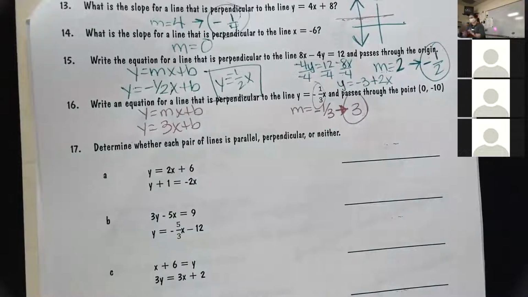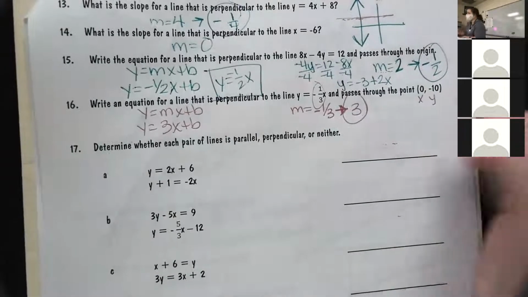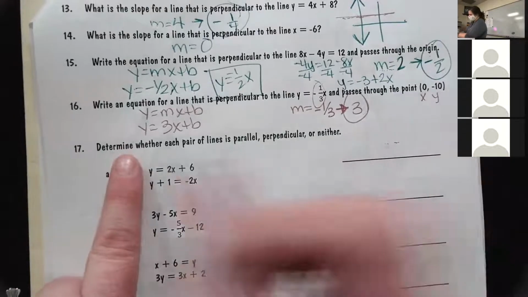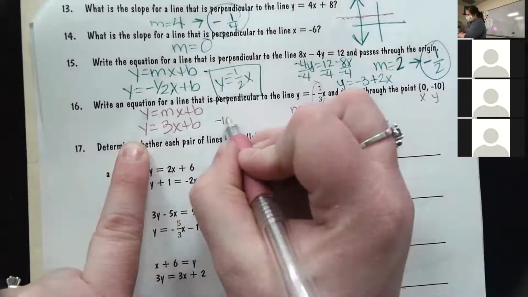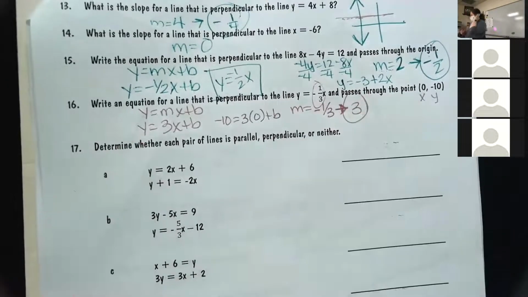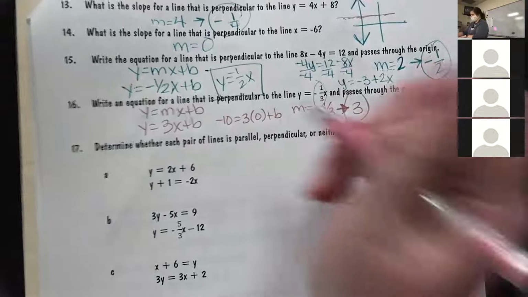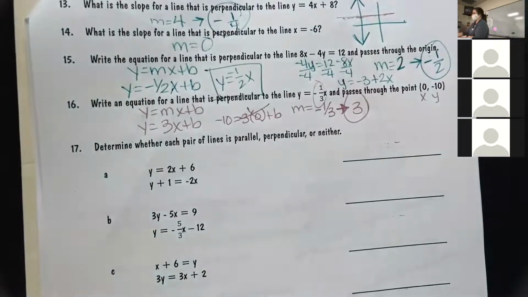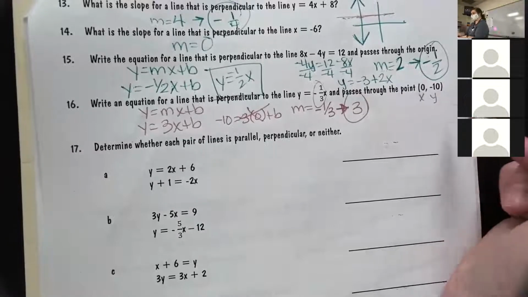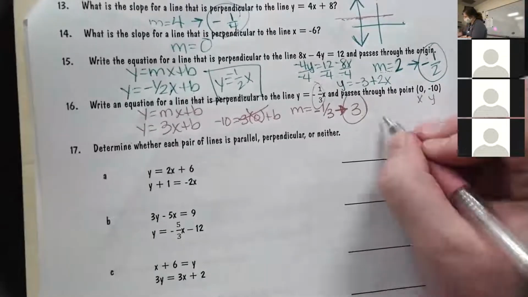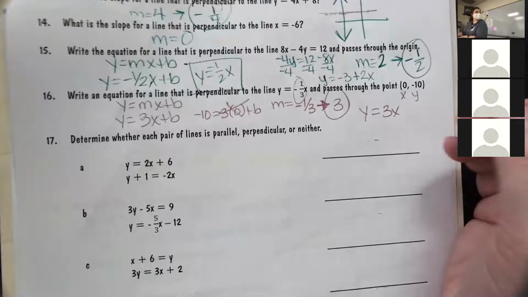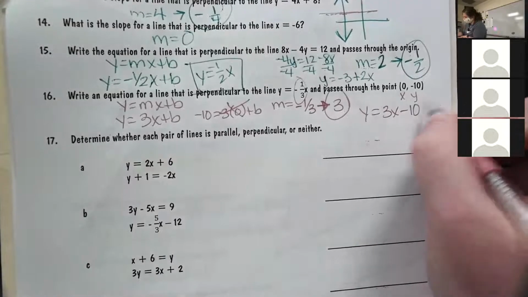I can, can't I? I can use the points they give me, x and y, because they're telling me it goes through that point. That's beautiful. I'm going to put in the -10 for the y. -10 equals 3 times 0 plus b. Oh, 3 times 0 is what? 0. Oh, what's b? -10. Hey, they kind of told you right away. Did they tell you where they crossed right away? Yeah, they did. All right, so make your equation. Y equals 3x minus 10, or plus a -10, however you want to write that.